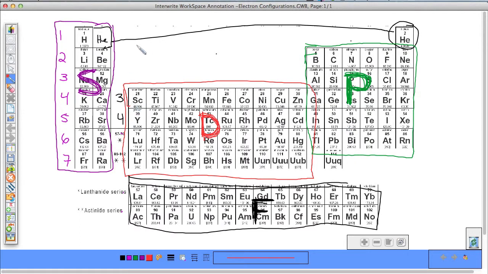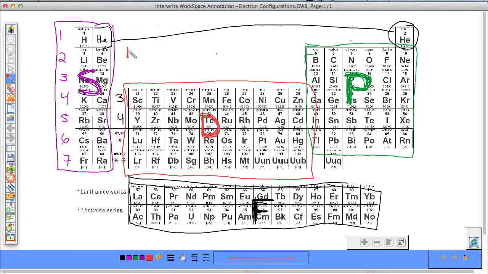So let's go ahead and start with a simple one. Let's go right over here and look at chlorine. Chlorine has a total of 17 electrons. So here's what we need to do. We need to figure out where those 17 electrons are, in what orbitals and in what sublevels, okay? Energy levels and sublevels. So here's how we do it. We start from the top, and this is energy level number 1. So that's where I start.